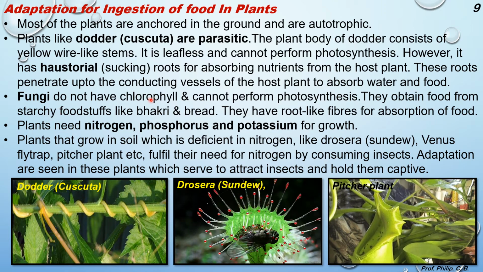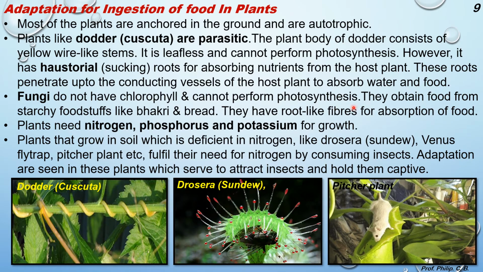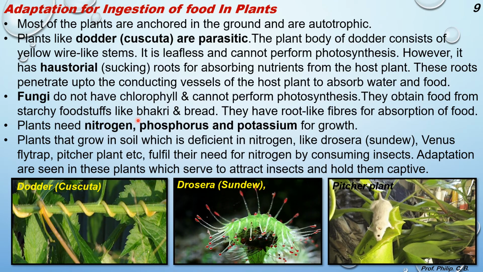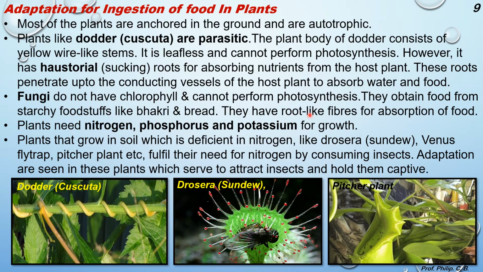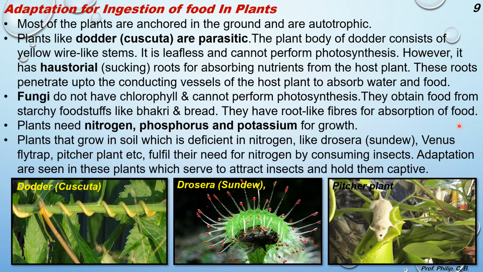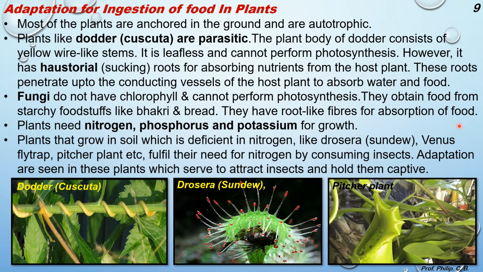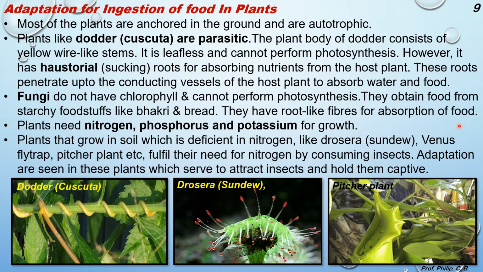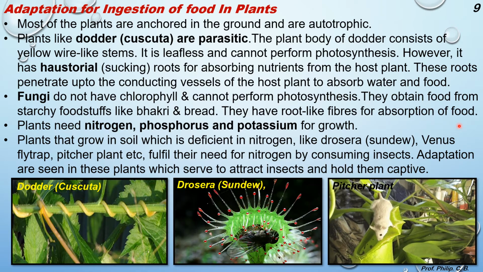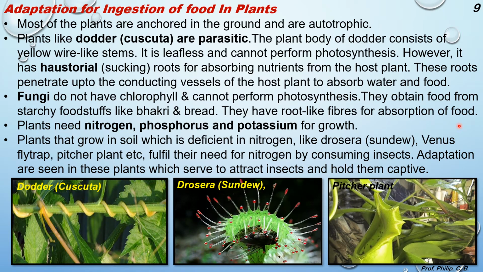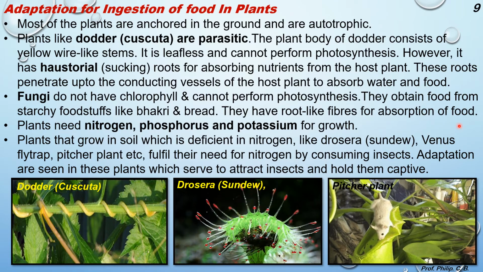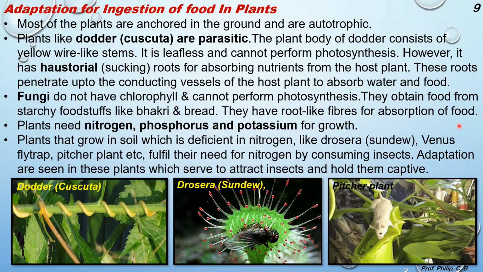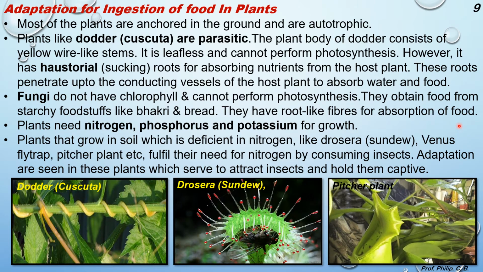Fungi. Fungi do not have chlorophyll and cannot perform photosynthesis. They obtain food from starchy foodstuff like bakri and bread. They have root-like fibers for absorption of food. Now fungi, again, do not have any chlorophyll. Because they do not have chlorophyll, they cannot perform photosynthesis, so no food is obtained. So what they do is, they are found on starchy foodstuff like bakri or bread. If I give a small example, bread.